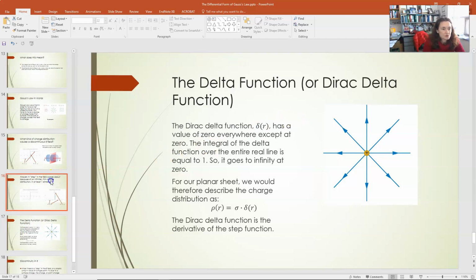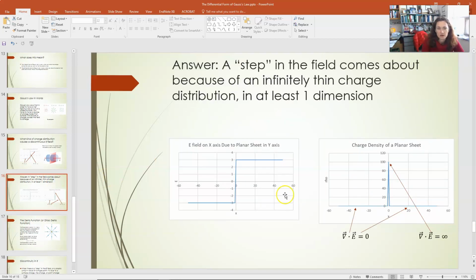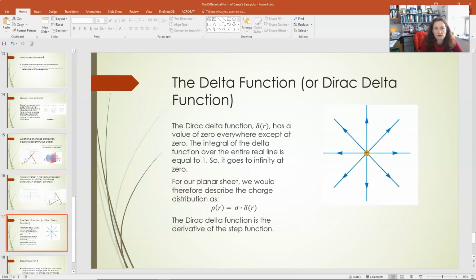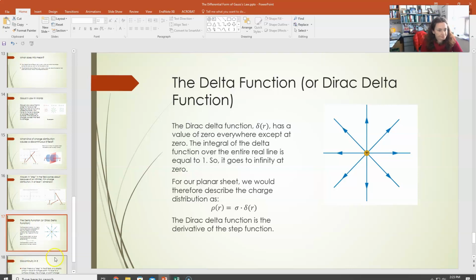And if you go back to looking at these plots where I plotted the electric field versus our charge density in these two side-by-side plots, you can see that the derivative of the electric field step function, so the derivative of a step function, is a delta function. Okay, so that's how you do it. So the integral of a delta function is 1, and the delta function is what you get when you take the derivative of a step function.